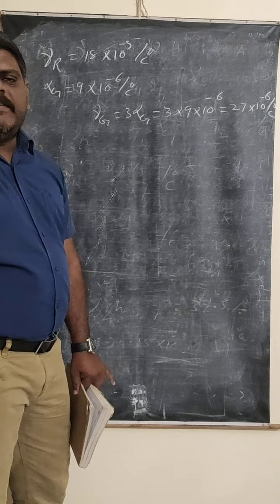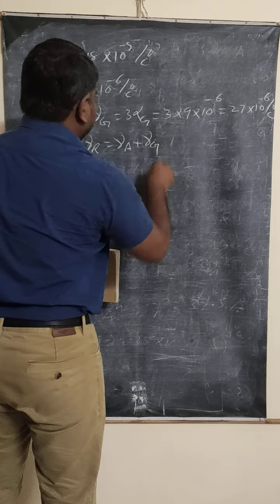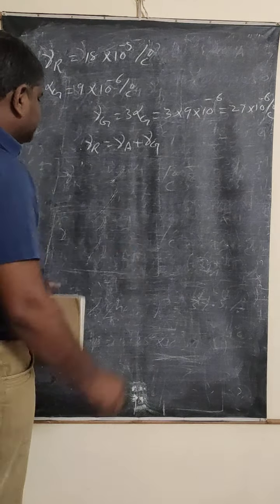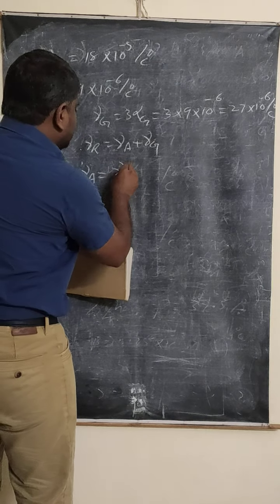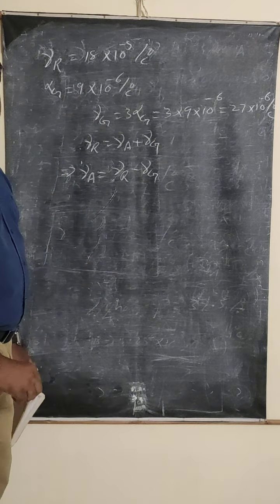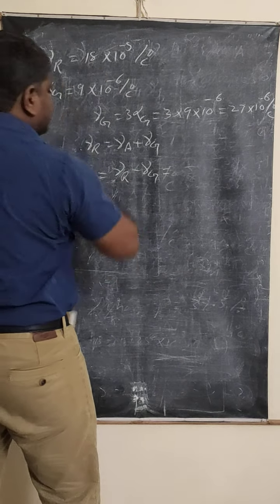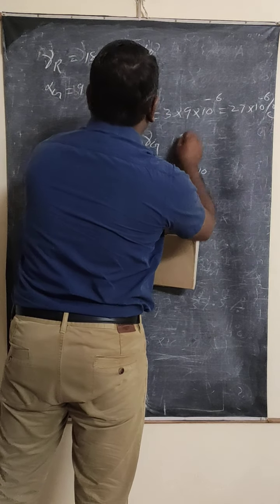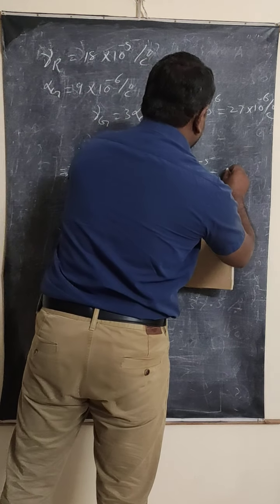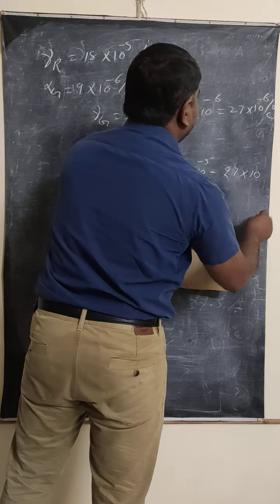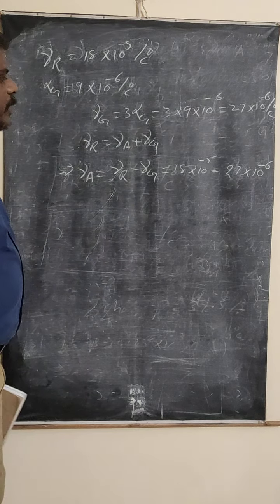Now we can write down the equation. The relation is gamma R equals gamma A plus gamma G. That implies gamma A equals gamma R minus gamma G. Substitute these values here. Gamma A equals 18 into 10 to the power of -5 minus gamma G. Gamma G is 27 into 10 to the power of -6. You need to simplify this equation.